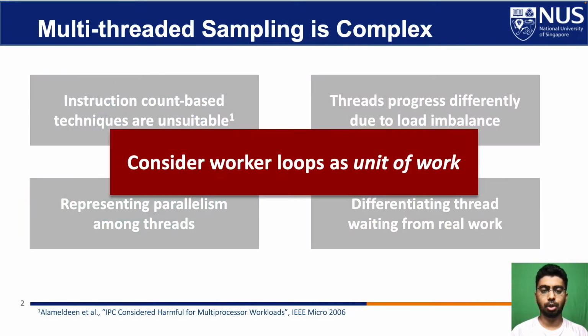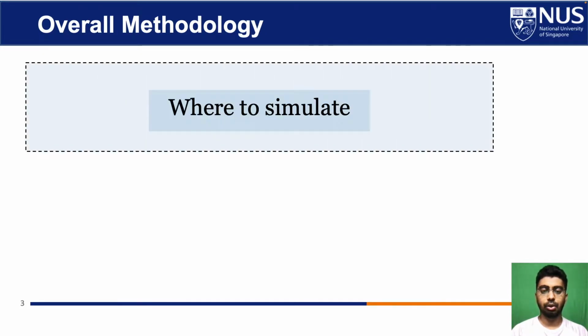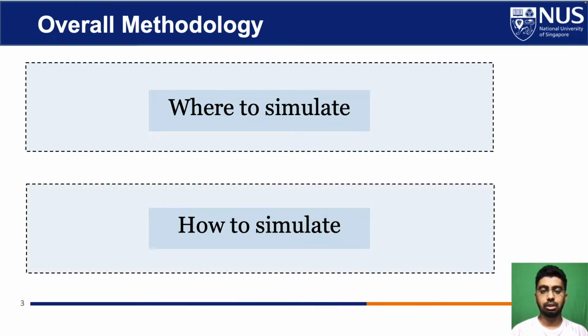To solve these problems, we need to identify a unit of work that is more generic. We consider the number of loop iterations as the unit of work, which will remain the same for multiple executions of an application. The high-level design of the proposed methodology is discussed here. Primarily, we are going to answer two questions here. One is where to simulate in an application. We also need to understand how to simulate the identified parts of the application.